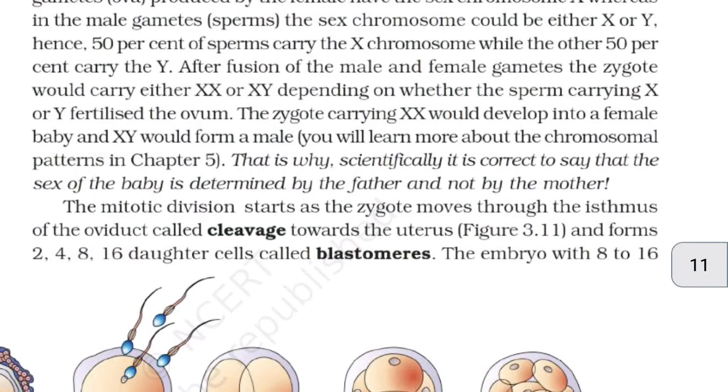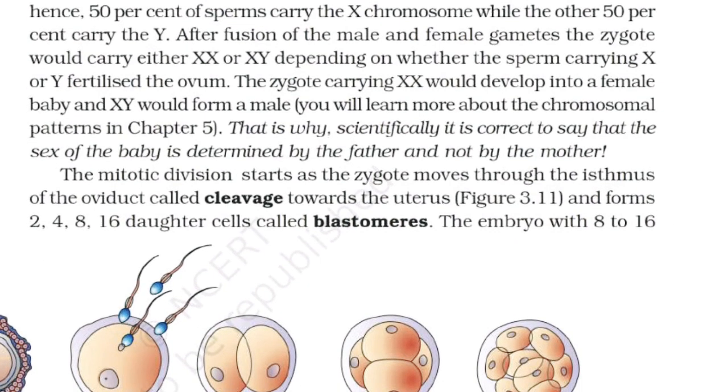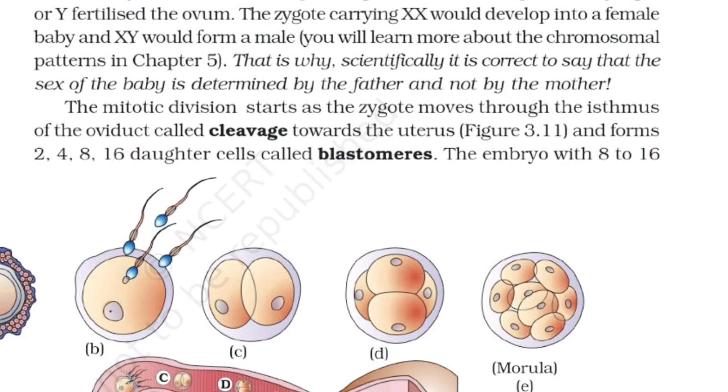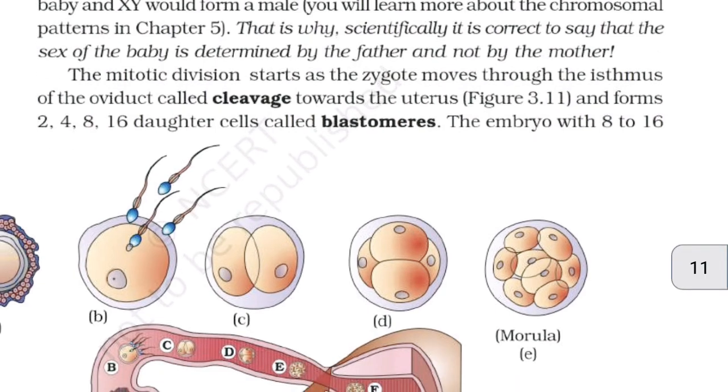After fusion of the male and female gametes, the zygote would carry either XX or XY depending on whether the sperm carrying X or Y fertilizes the ovum. The zygote carrying XX would develop into a female baby and XY would form a male. You will learn more about the chromosomal pattern in chapter 5. That is why scientifically it is correct to say that the sex of the baby is determined by the father and not by the mother.